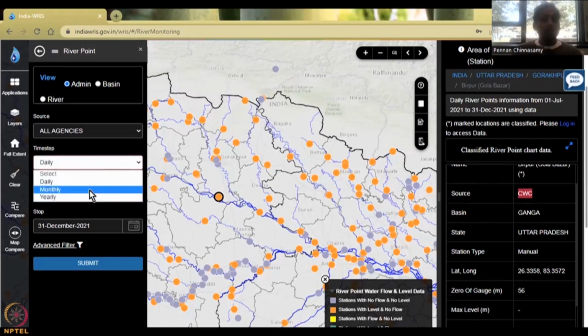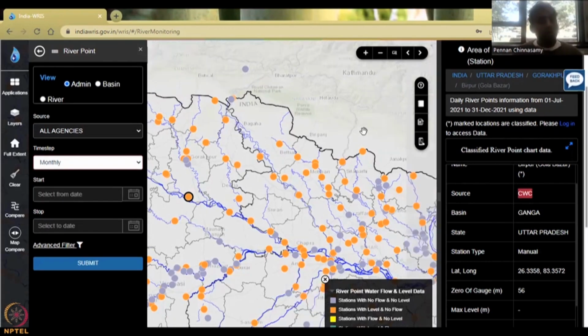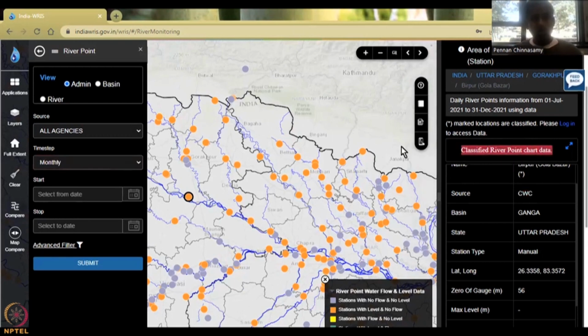Okay, so I'm going to do a monthly. Just be careful. As I said, when you have this basin and you are happy that all the data is there, not all data is available. You will have this kind of a disclaimer which says classified data, you will not get this data, for which you will have to write permissions or get it from the local authority.